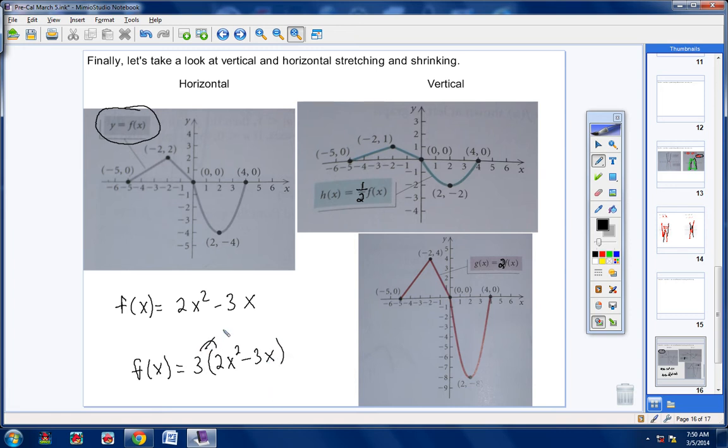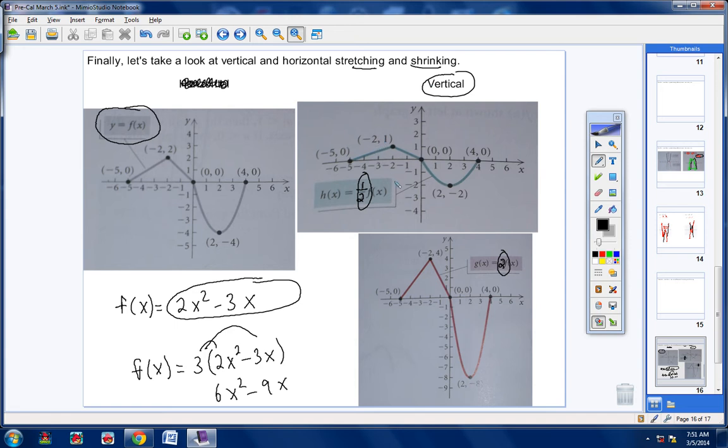And then distribute your 3 through, and you would have 6x squared minus 9x. When you do something like that, when the entire function is multiplied by 1/2, or it's multiplied by 2, or some number, the entire right side is multiplied by a number, we're going to cross this off, we're done with this.